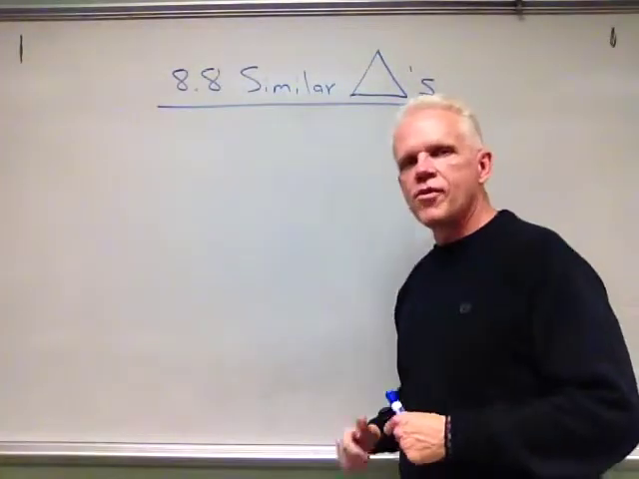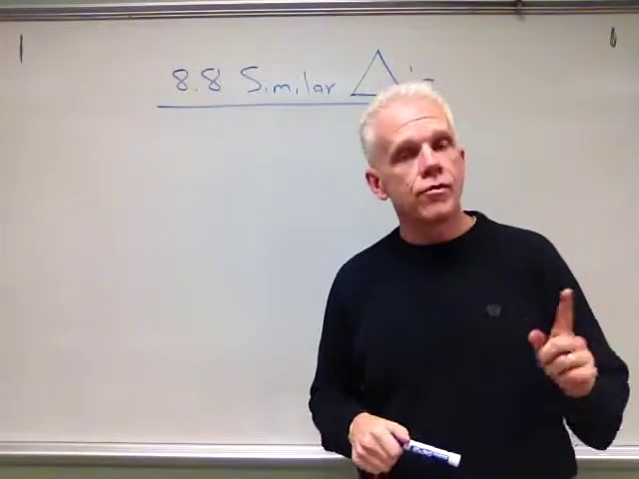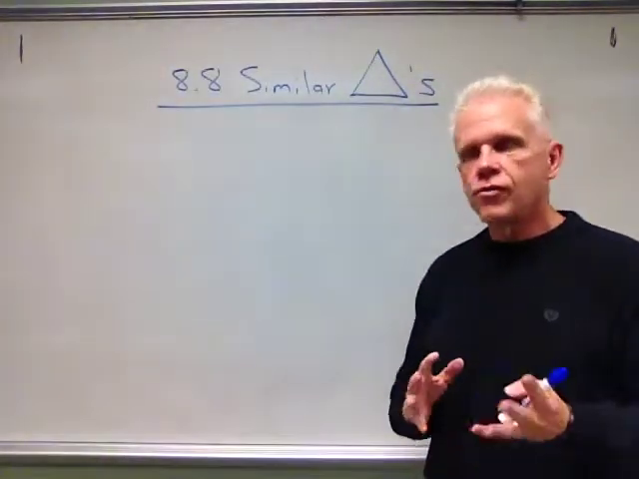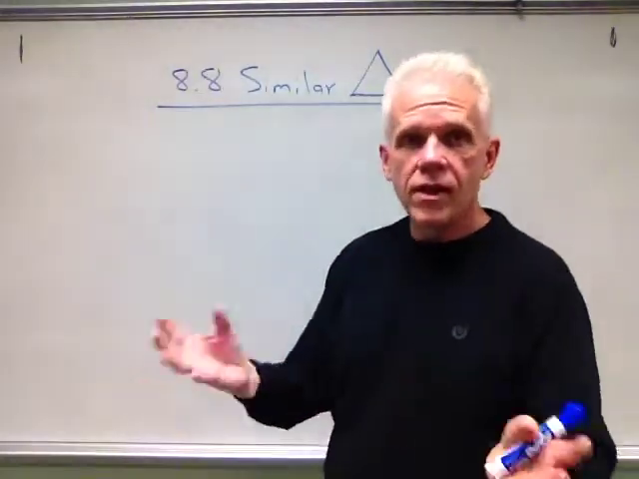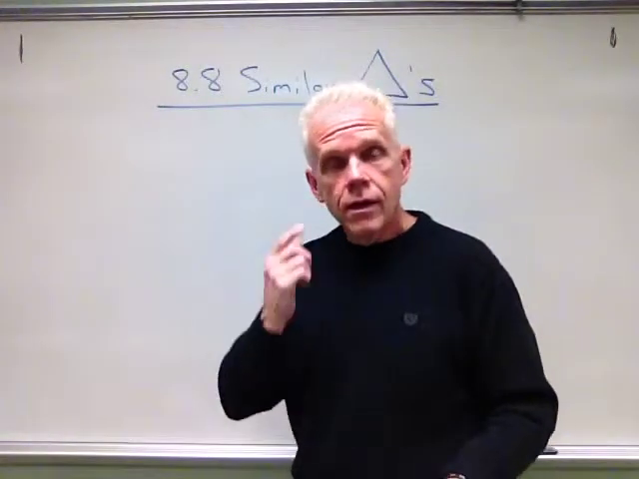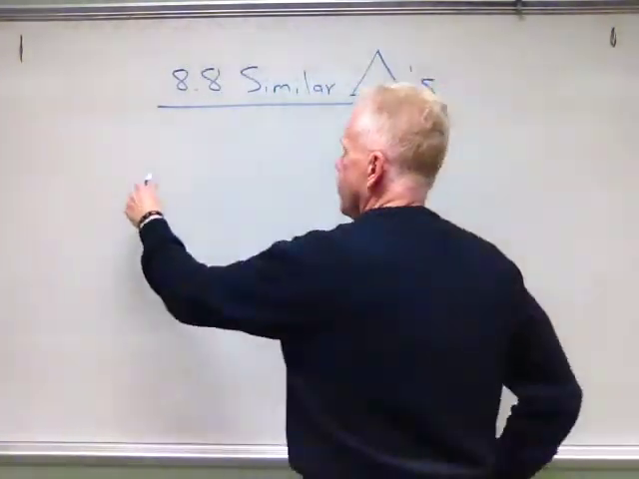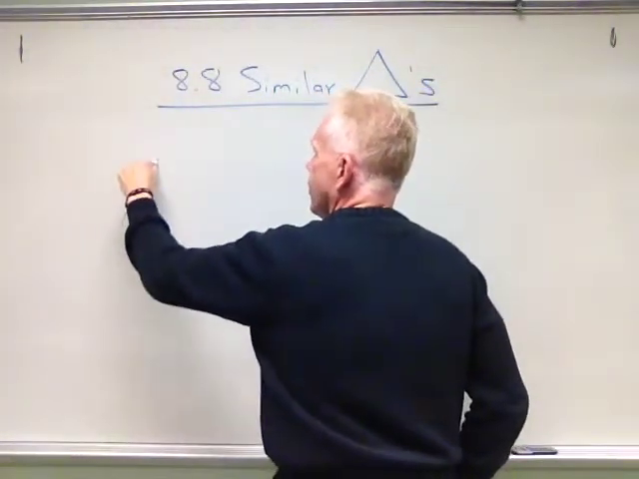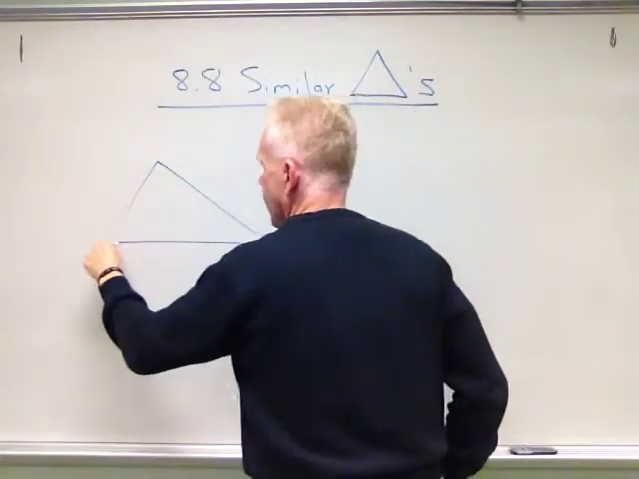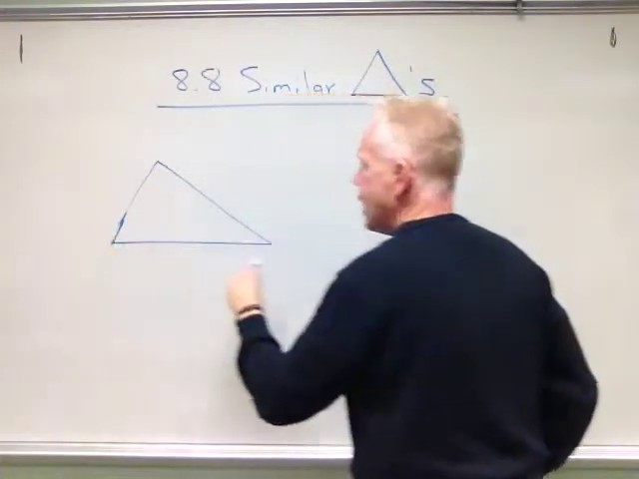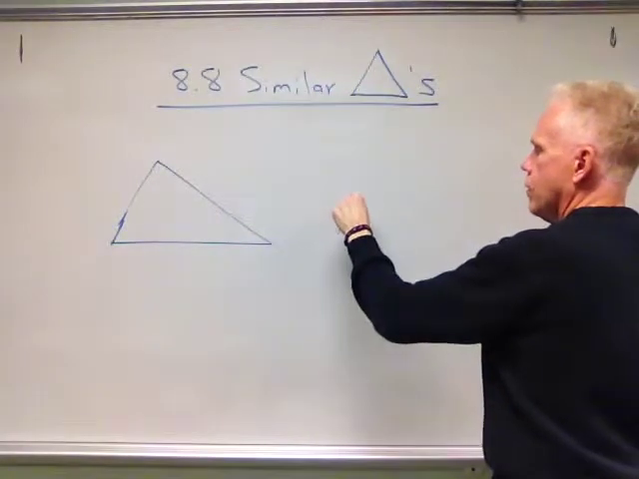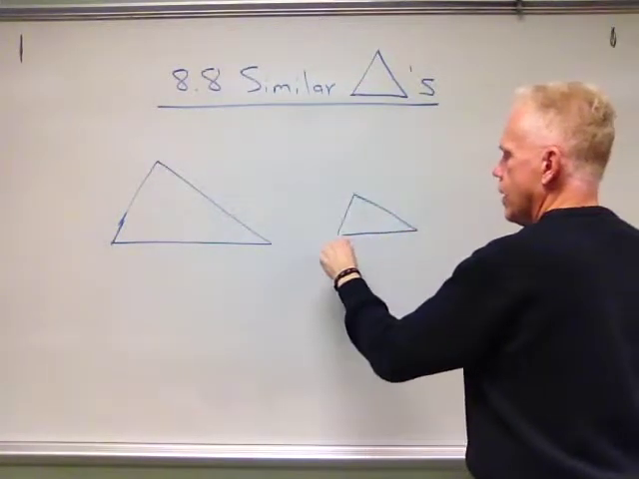We're talking about similar triangles today. Similar triangles. So, what do you mean by similar triangles? Similar, the word similar means kind of alike, but not exactly alike. Okay, so let me give you an example. Let's say this triangle right here, I could say that it's similar to this triangle right here.